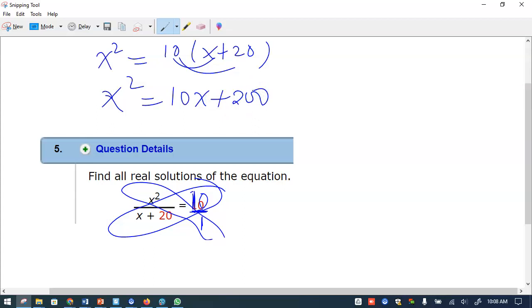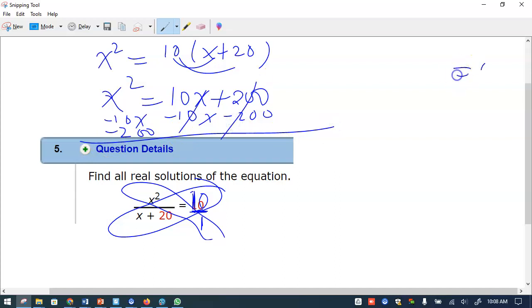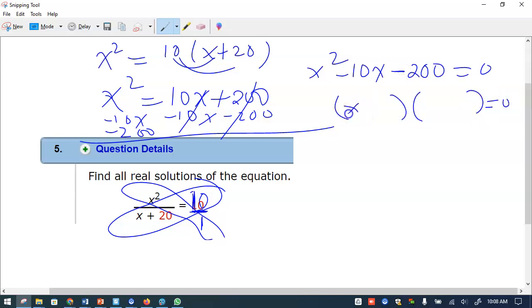Next, subtract 10x from both sides, and also subtract 200 from both sides. That way this goes away, and the right side will be 0, and you get x squared minus 10x minus 200. Now there's a minus, so it has to be x and x first of all.